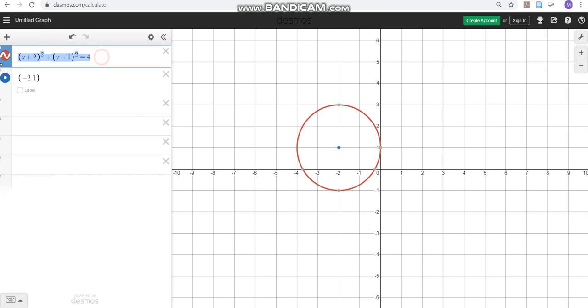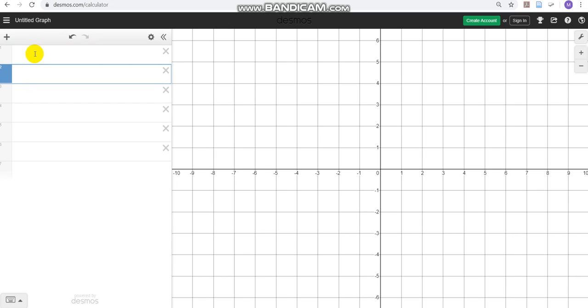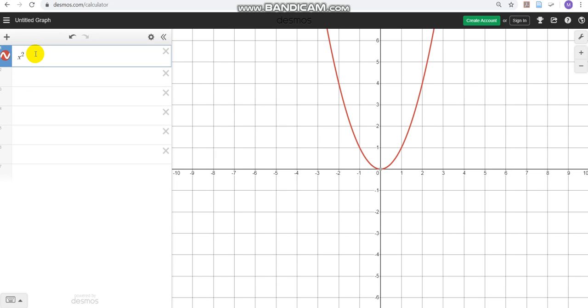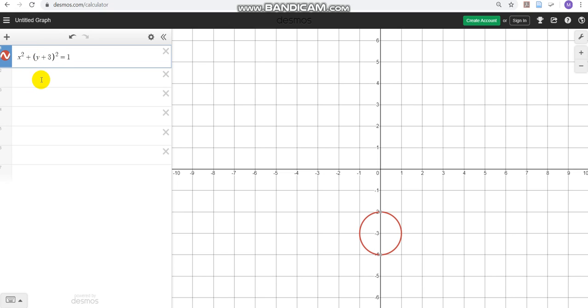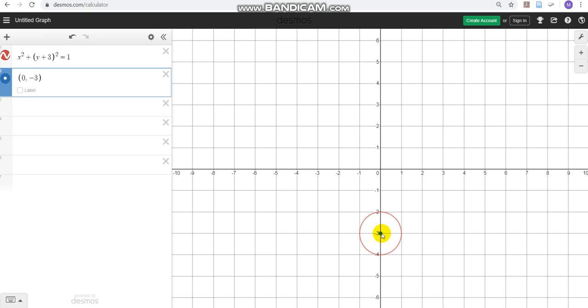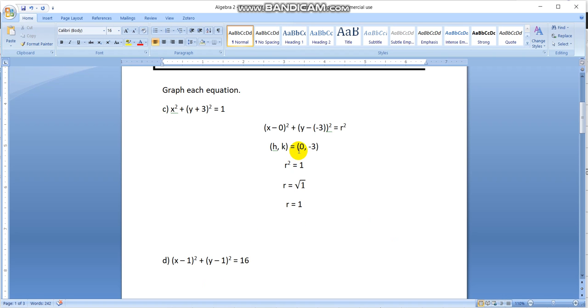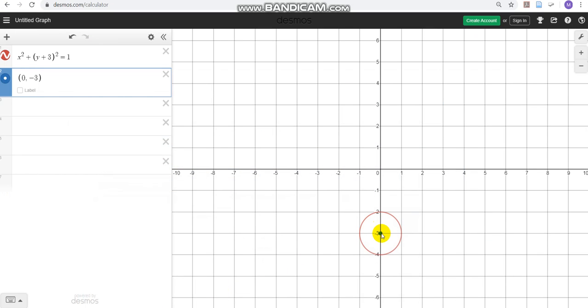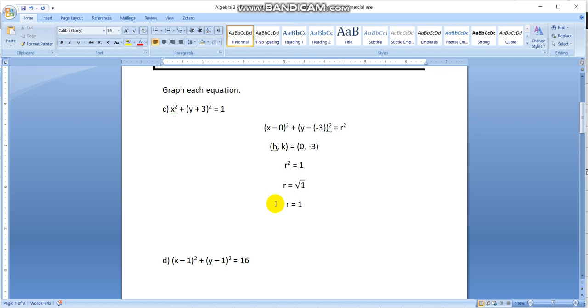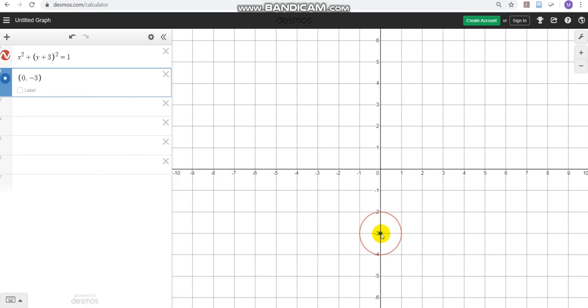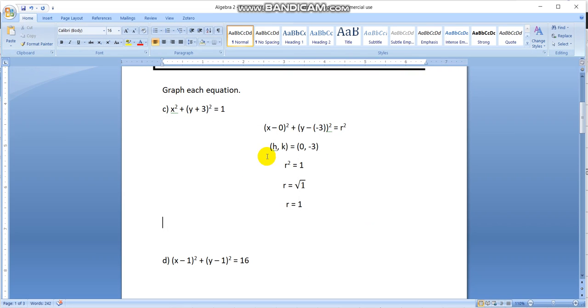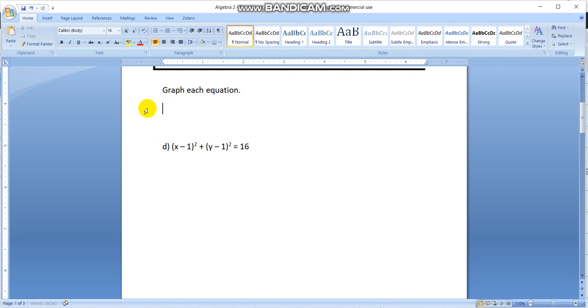Okay, so I'm just going to erase what we have here. We have x squared plus (y + 3) squared equals 1, and we also have the center at 0, comma -3. If you look at this circle, it has a center at 0, comma -3, and the radius of it is 1. The radius is 1 unit long. Okay? Last one. Letter D.